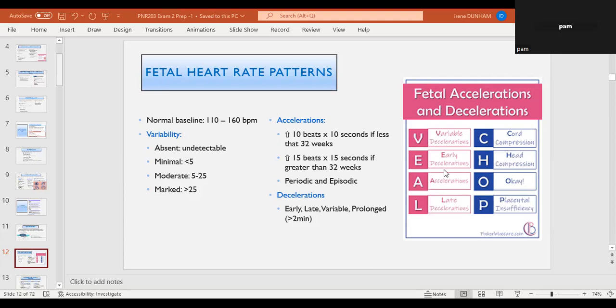And then early decelerations, again, are caused by head compression. The head's coming down. And the accelerations are A-OK, they're good. And then you have late decelerations, and that's where you get into problems with the placenta being insufficient and not delivering the amount of oxygen to this baby that this baby needs. So this is a brief overview of fetal monitoring. Okay.